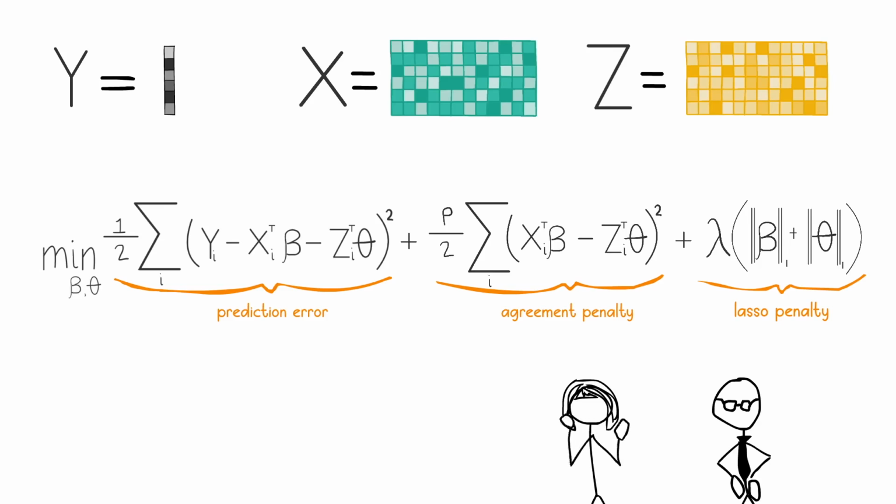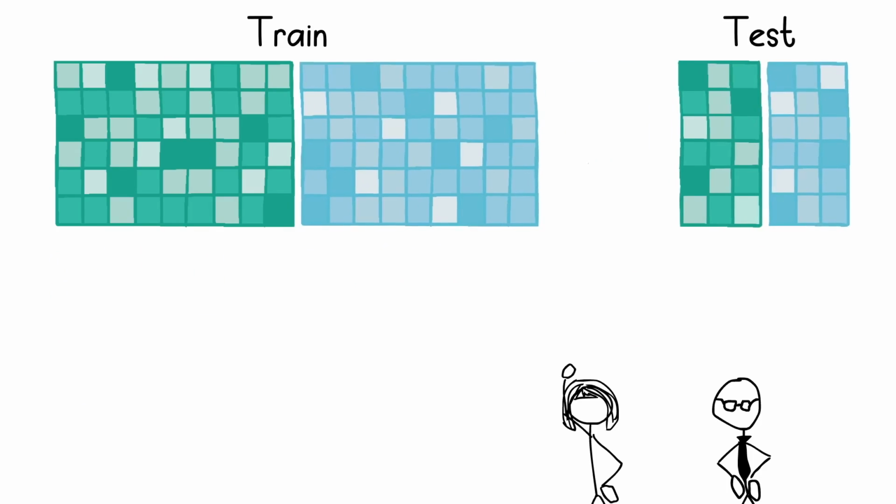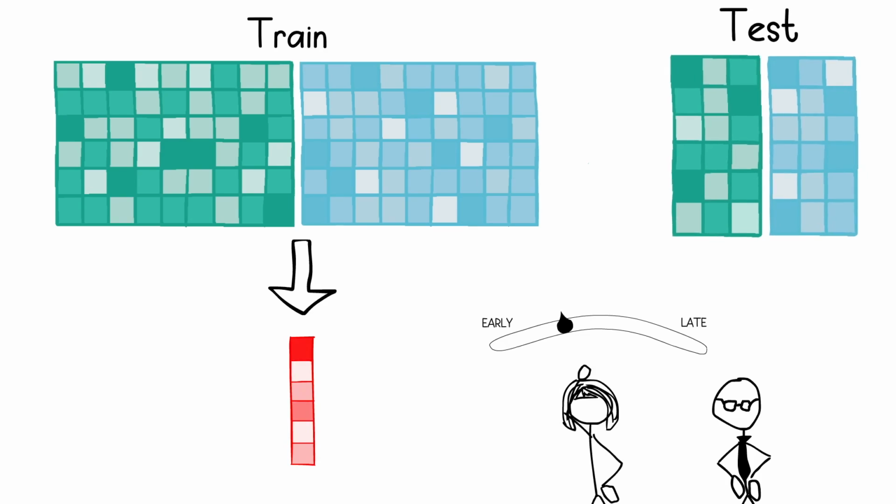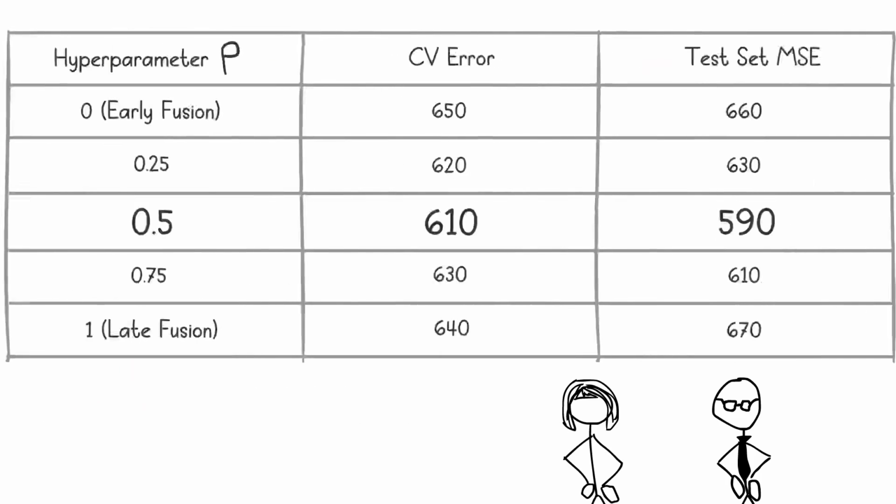Let me walk you through an example. Assume that we have collected transcriptomics and proteomics data for a set of patients, and we want to predict the response to treatment. We split the data into training and test sets. We fit the model using the training set, select the hyperparameters using cross-validation, and evaluate the performance on the test set. Here is the output.